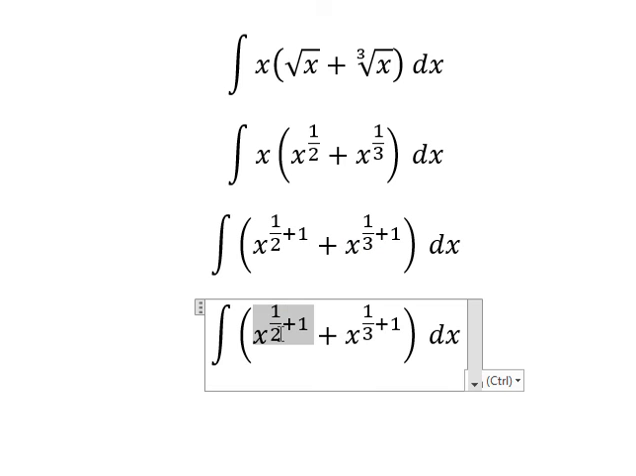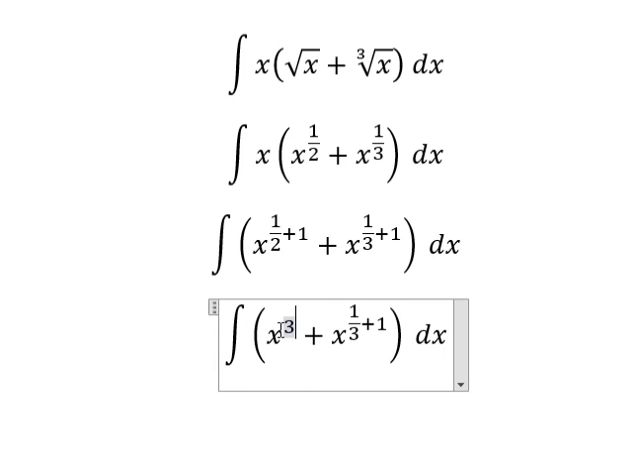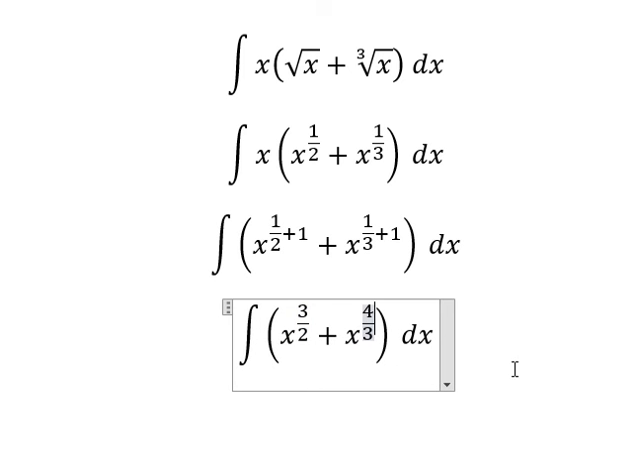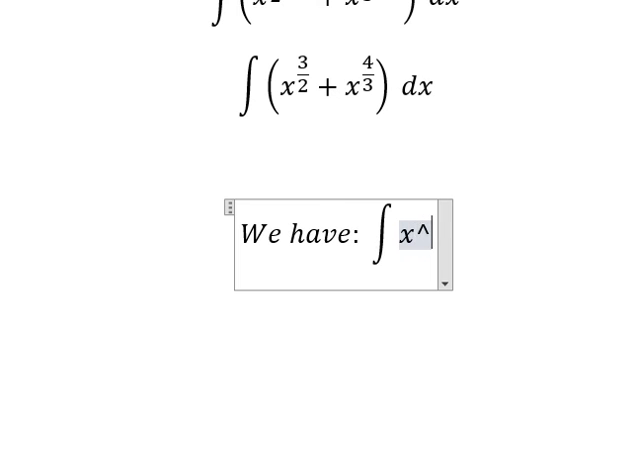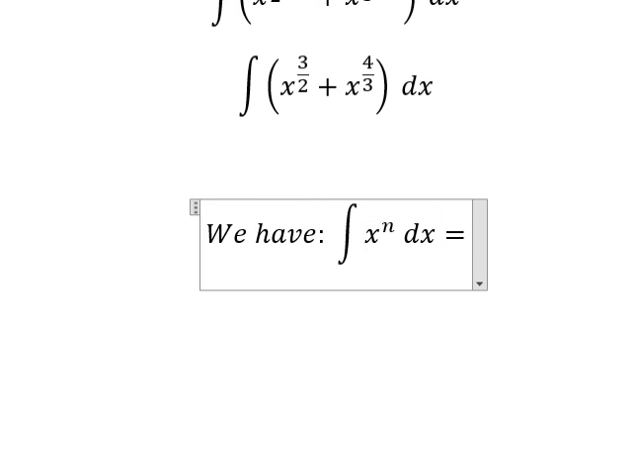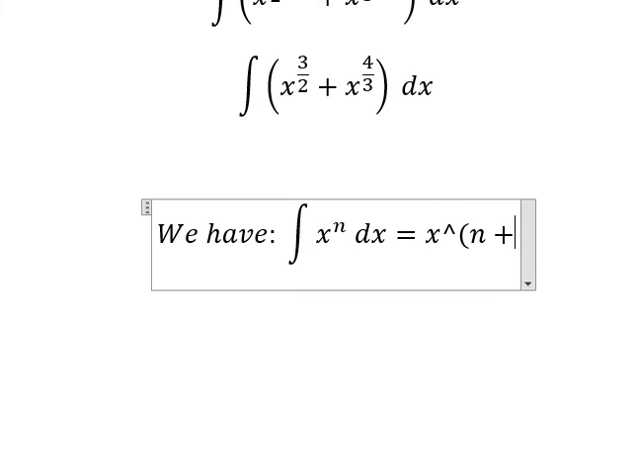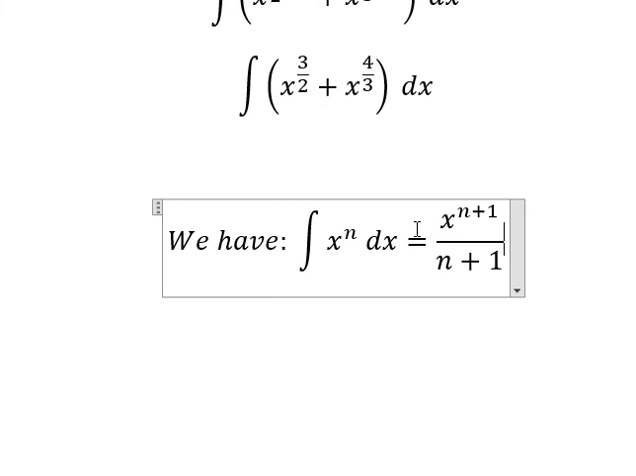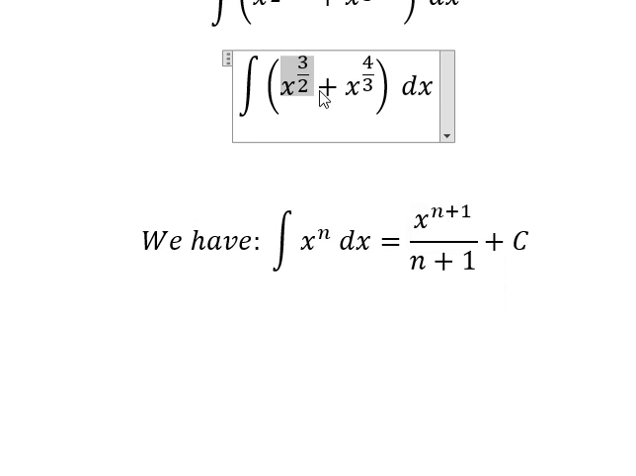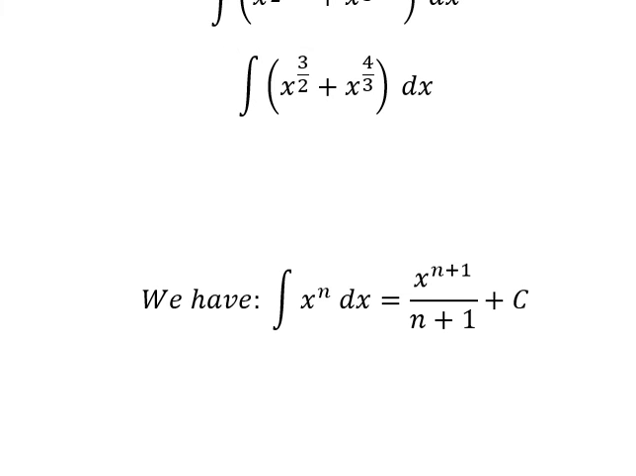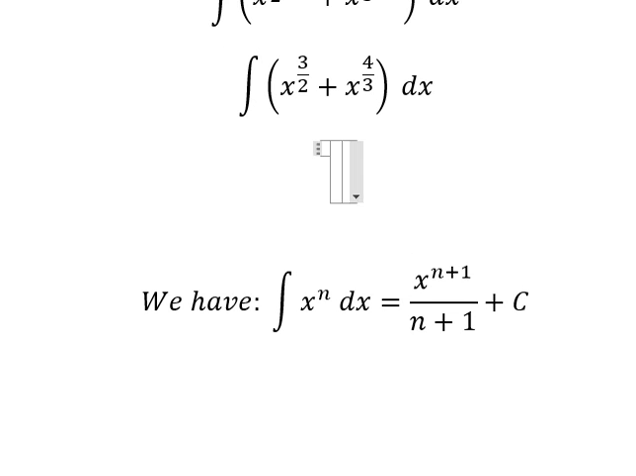So for this one we will have about 3 over 2. This one we have 4 over 3. Next we have the formula in here. The integration of x to the power of n dx. We have x to the power of n plus 1 over n plus 1 and we put about c. Now we can apply this formula for this one and this one. And then we got the final answer.